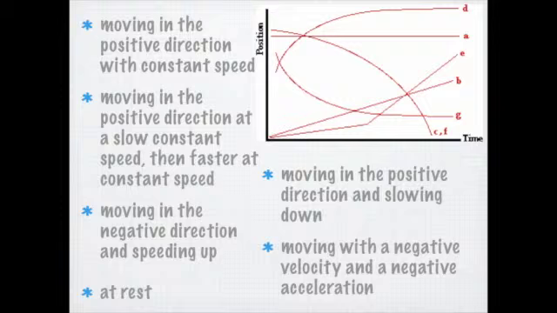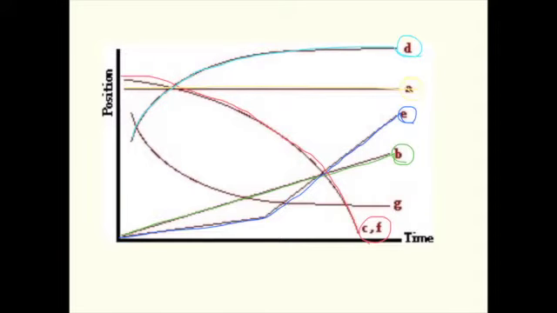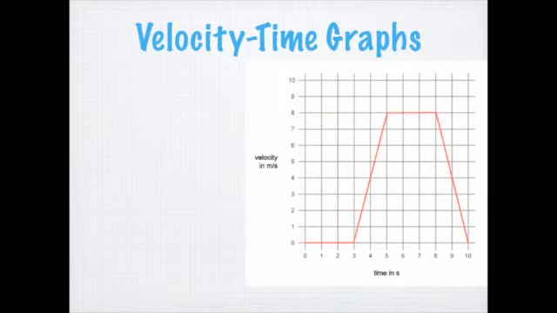And lastly, moving with a negative velocity and a negative acceleration. Well, you only have one left, and that would be line G, but let's examine why. Negative velocity would mean that the slope is negative, and negative acceleration would mean that that slope is getting smaller. Therefore, G is the only one that fits. And now for something completely different, velocity time graphs.